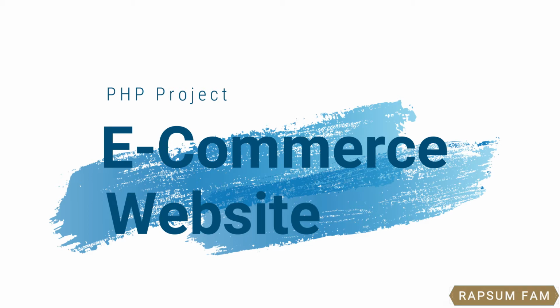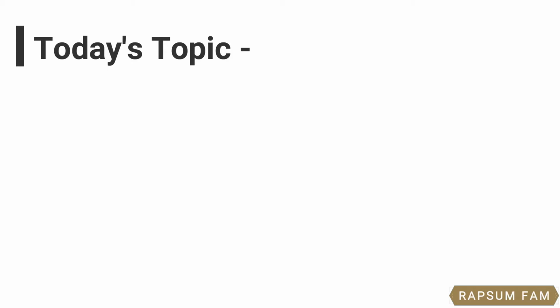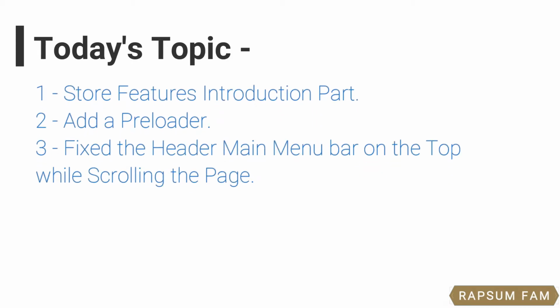This is our second video of the tutorial. In the first video we learned how to create a header with a main menu bar and create a home slider. In today's video we will learn how to create a store features introduction part, add a preloader, and fix the header main menu bar on the top while scrolling the page.